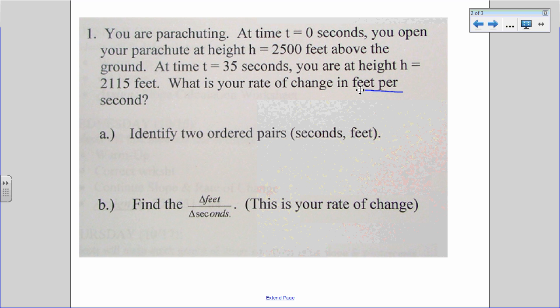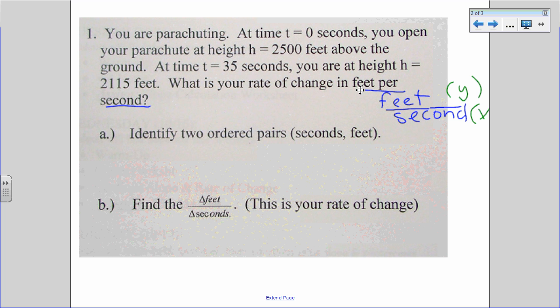Ladies and gentlemen, this last question is really important for what you're going to do, because that tells you what is going to be your x and what is going to be your y. Think of how we write our slope. This is telling me feet per second from that sentence there. So that means feet is going to be my y variable, and seconds is going to be my x.